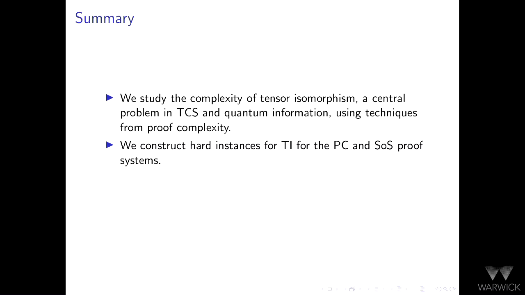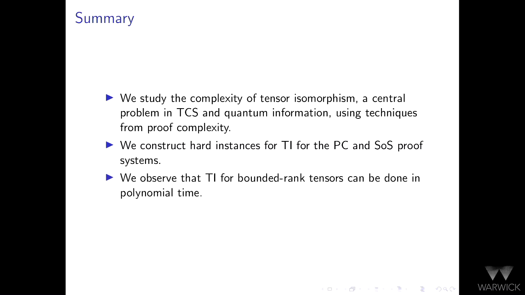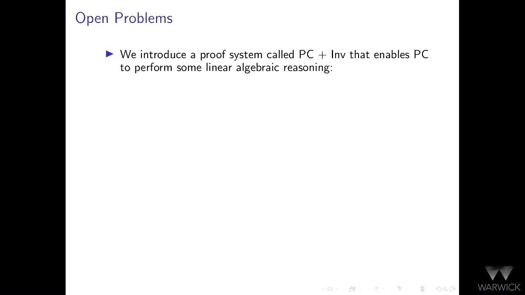This is because their random free XOR is not only hard for polynomial calculus, but is also hard for sum of squares. And furthermore, we observe that tensor isomorphism for the special case of bounded rank tensors can be done in polynomial time. So we believe that there's still a lot of open questions in this area.